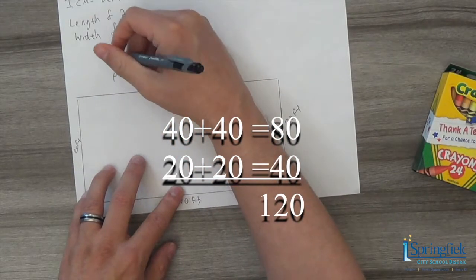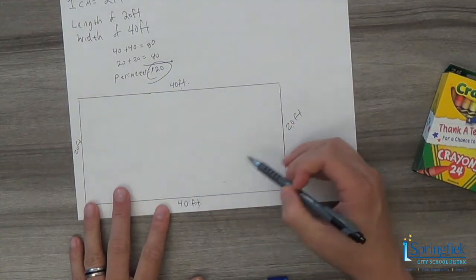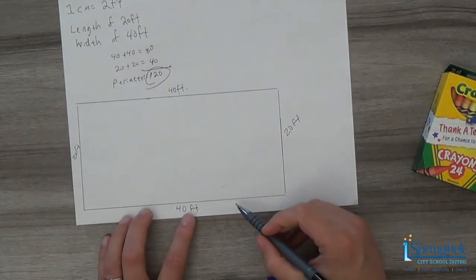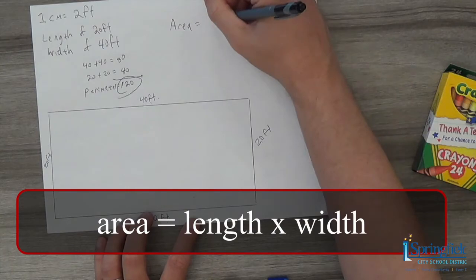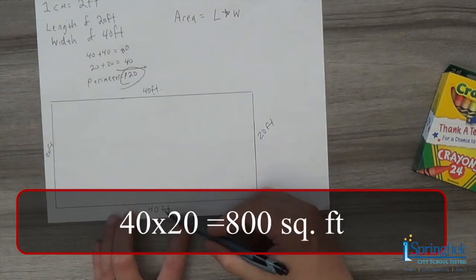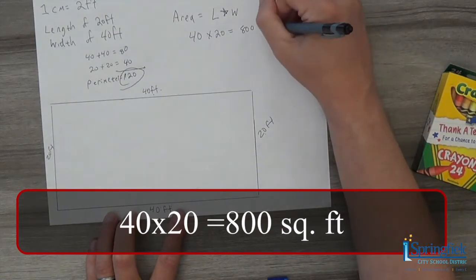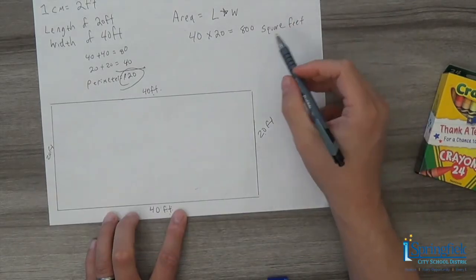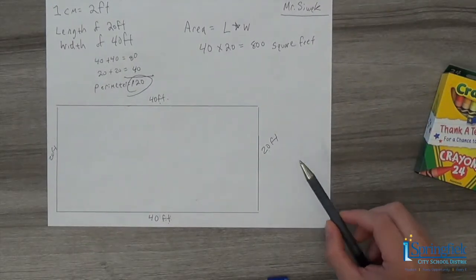So my perimeter, 120. Now I have to find the area of this to see how much property I am using. In order to do that, area equals length times width. So we have 40 times 20, 800 square feet. Let's go ahead and put that into our document.